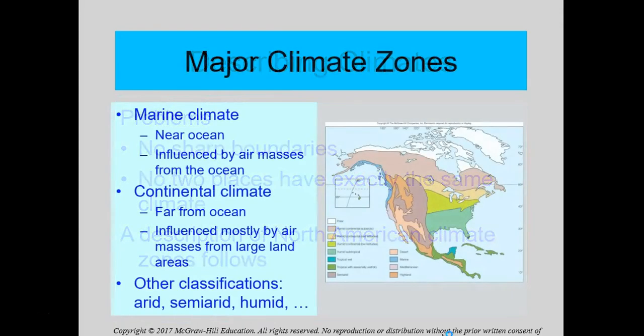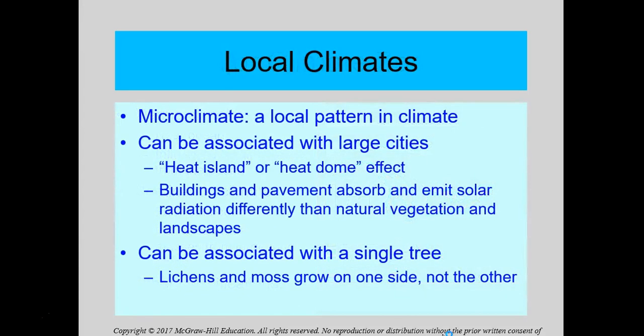In North America, there are many different types of climate zones. Primary zones include marine climates, which are near the ocean and influenced by air masses from the ocean, and continental climates, which are far from the ocean, and they're influenced by air masses from continental areas. We can also look at local climates, which are sometimes called microclimates, and these can be local enough that they're associated with a large city. For example, the idea of a heat dome effect, because buildings and pavement in cities emit solar radiation differently from natural vegetation. So you find that cities are generally warmer. Or these microclimates can be associated with something like a single tree and how the weather affects that one particular tree.